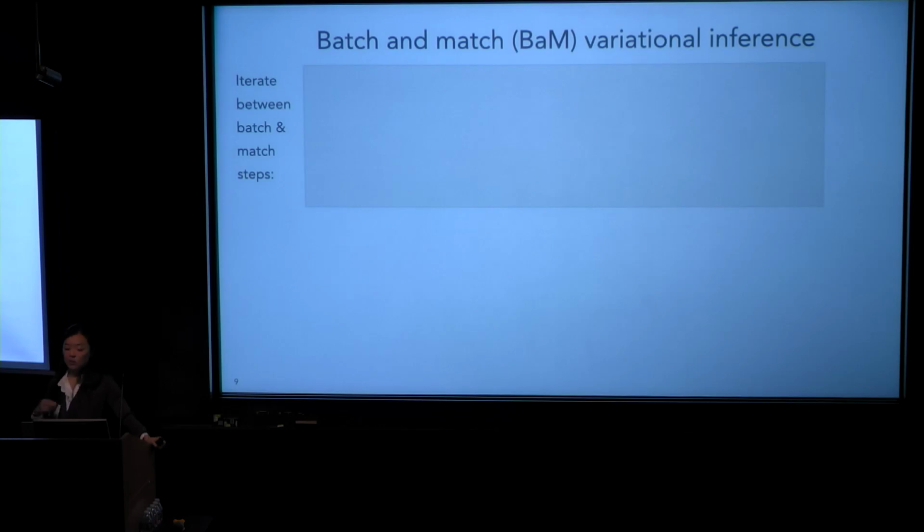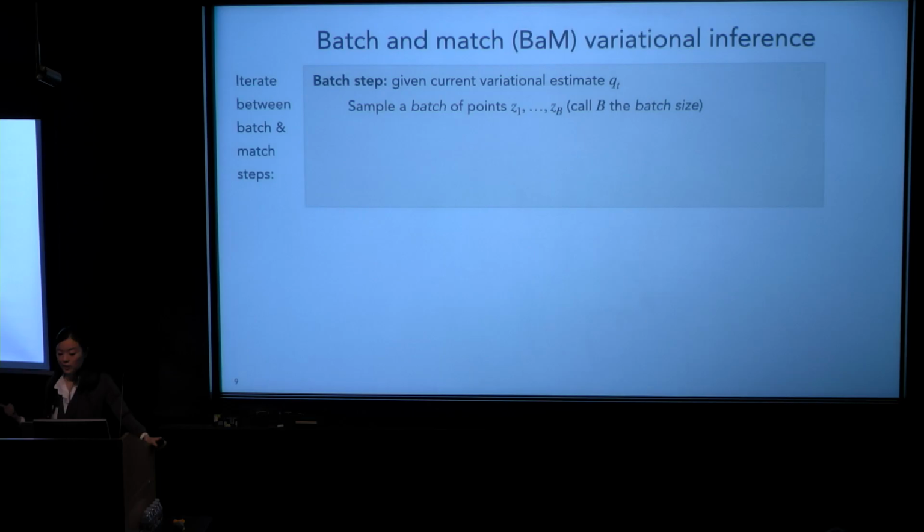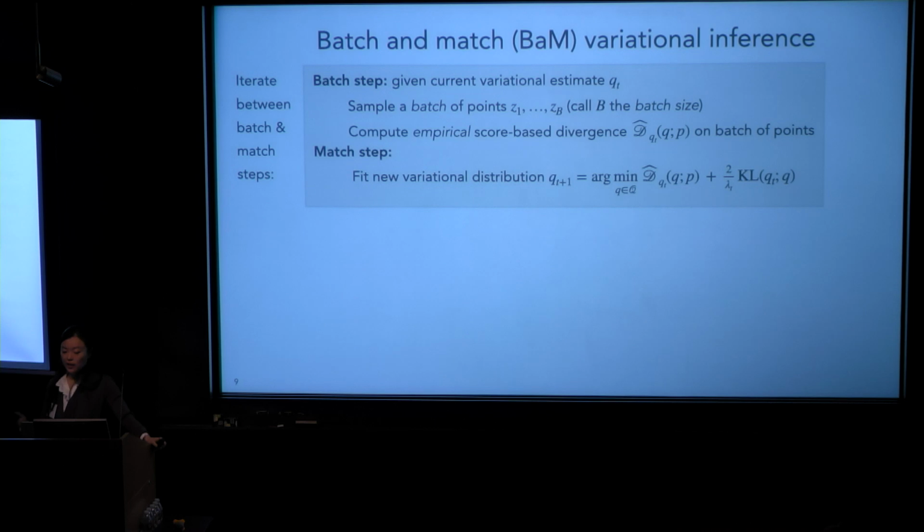And it's going to iterate between two steps, a batch step and a match step. So in the batch step, what we'll do is, given our current variational estimate, we're going to sample a batch of points, z1 through zB, where capital B here represents the batch size. And we'll compute this empirical score-based divergence on this batch of points. Then we'll do the match step, where we fit a new variational distribution, q t plus 1, by minimizing this regularized score-based objective.